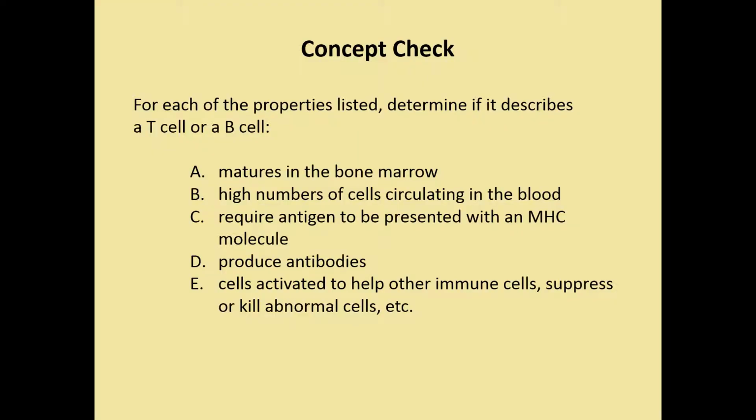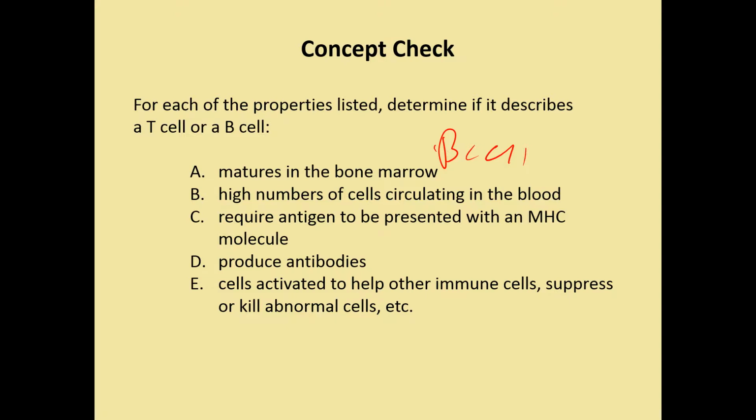Alright, so for each of the properties listed, determine if it describes a T or a B cell. It matures in the bone marrow. Well, that's going to be a B cell. High numbers of cells circulate in the blood. Well, in this case, you can have B cells that are usually circulating in the blood. Your T cells, you're going to find them in your thymus, your spleen.